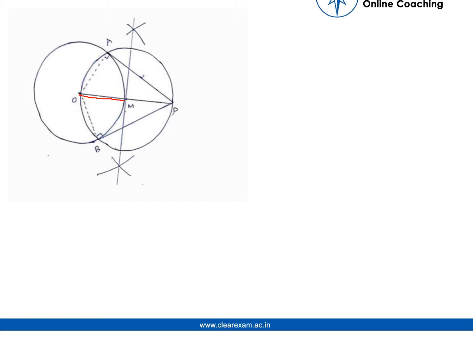And now we have to take a point P which is 7 centimeter away from the center of the circle. So from O, this is OP, which is 7. And OM equal to 3.5.